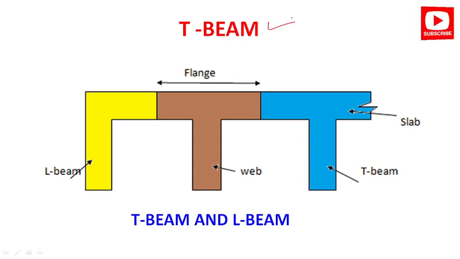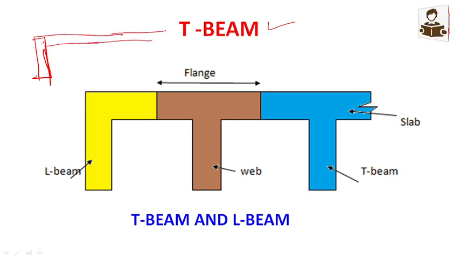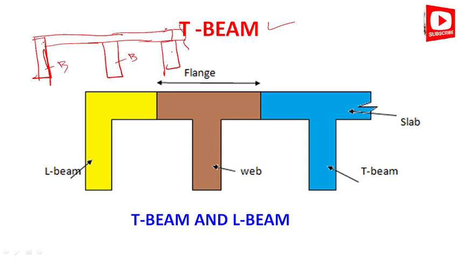What do you mean by T-beam? You can see in the sketch, this is one flange like this one. In the actual construction, this is a beam, at the end this is a beam, and this is a continuation of the slab. And in the middle there is one beam, and another beam, and this portion is the continuation. So this is a beam, and this is also a beam, and this one is a slab.